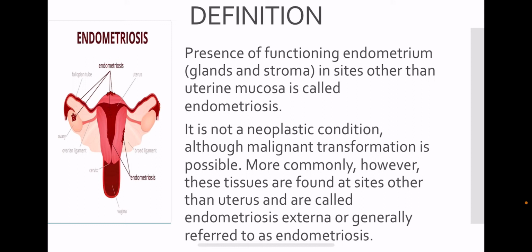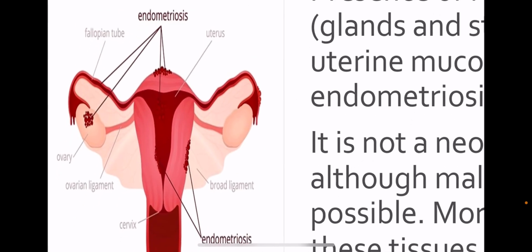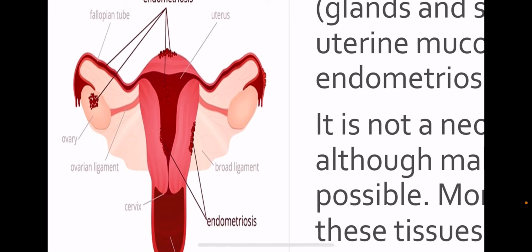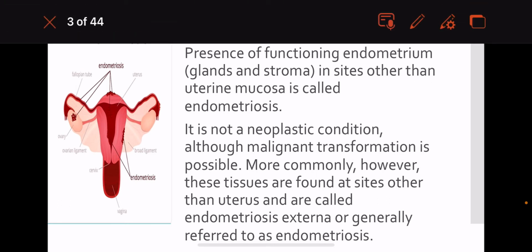Let us start with the definition of endometriosis. The presence of functioning endometrium, glands and stroma in the sites other than the uterine mucosa is called endometriosis. So, when the functioning endometrium, the innermost lining of the uterus, which is supposed to be found in the uterine mucosa, starts appearing in other sites, then it is known as endometriosis.